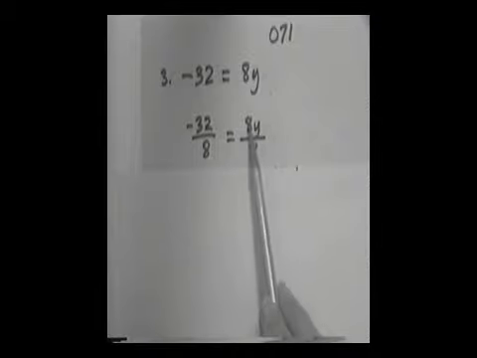Negative 32 divided by 8 is negative 4. 8y divided by 8, 8 divided by 8 is 1, and so we get 1y, which is simply y. And so our answer is negative 4 equals y. Of course, if we like, we can swap sides and write y equals negative 4.